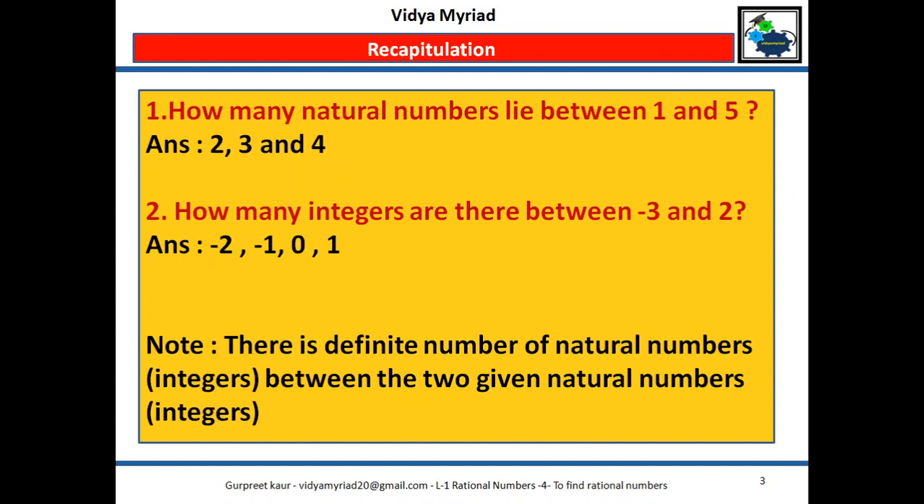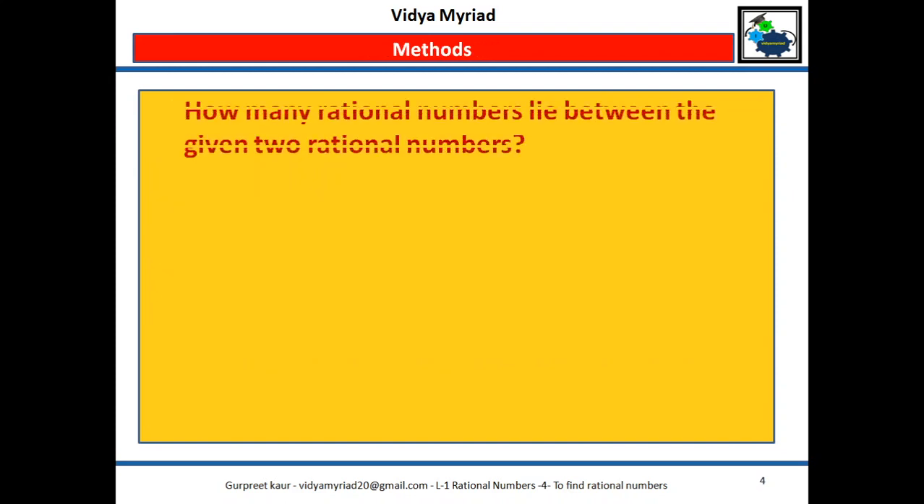Now I want to ask you another question. How many rational numbers lie between the given two rational numbers? My answer will be infinite. But how will I prove this? There are certain methods. With the help of those methods, you will understand there are no fixed rational numbers in between the two given numbers. There are infinitely many numbers between two rational numbers. Let me explain how.